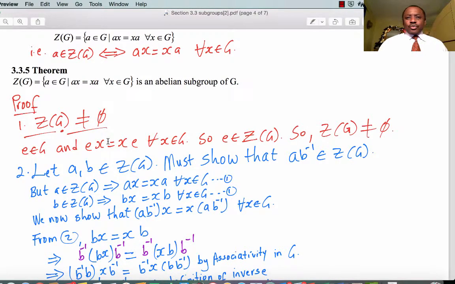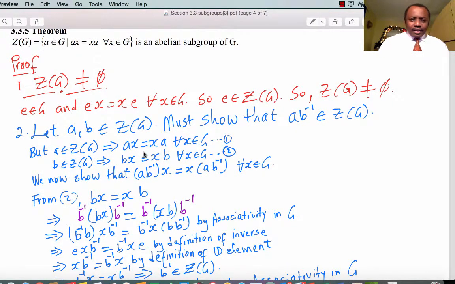Once more, I'm going to use the subgroup criterion compressed. So the first condition we have to verify is that Z(G) is non-empty, i.e., we can find an element in Z(G). Well, I claim that the identity element of my group G is actually in Z(G). Why? Because E times X equals X times E for every X in G. So since E times X equals X times E, that means E must be an element in Z(G), and that implies Z(G) is non-empty. Condition 1, verified.